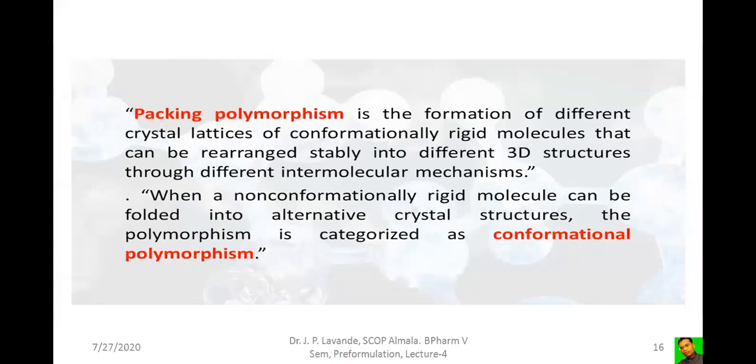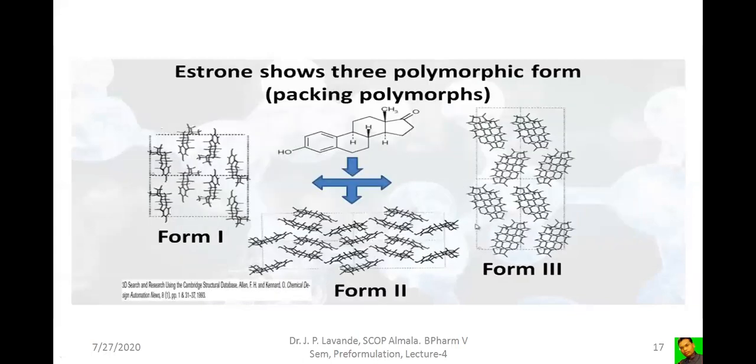Packing polymorphism is associated with the conformation, that means it is associated with the structure. Conformational polymorphism is not associated with the structure. When a non-conformationally rigid molecule can be folded into an alternative crystal structure, the polymorphism is categorized as conformational polymorphism. Are you getting my point? What is the basic difference? Packing polymorphism is related to structural similarities, and conformational polymorphism is not related to structural similarities. That is the basic difference to keep in mind, in order to remember.